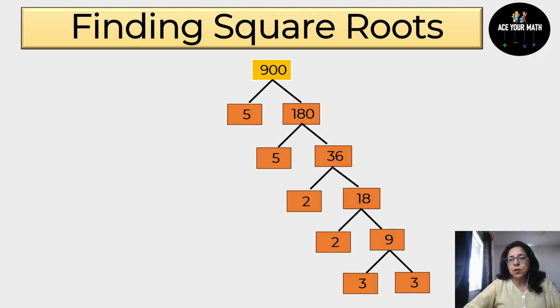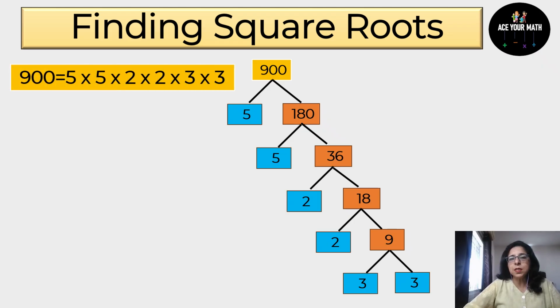So what all factors we got here? See, we got 5 and 5, 2 and 2, 3 and 3. All I have marked here in blue. Now the next step is you write all these in the multiplication form. So 900 can be written as 5 into 5, 2 into 2 and 3 into 3.